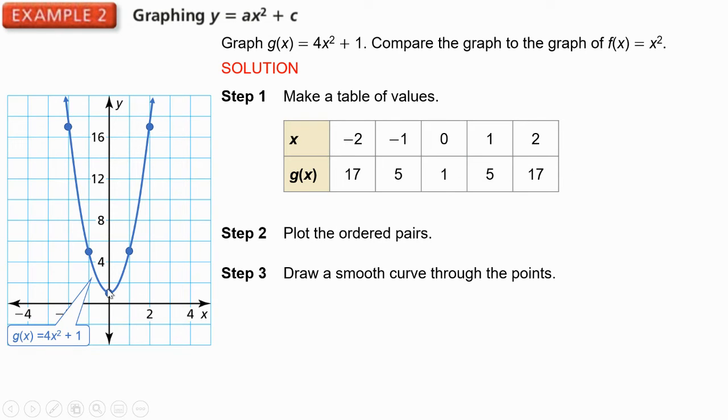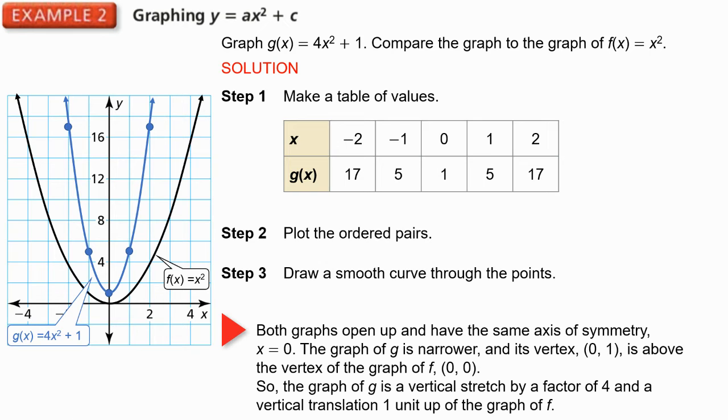We continue this process of evaluating functions to get our various values. Then we plot them on the graph, smooth out the points, and we notice that the vertex shifted up 1 unit. Also, the 4 tells us from the prior lesson that this is a vertical stretch by a factor of 4. That means that this gets narrower compared to the parent function, and it's a factor of 4, so it gets 4 times narrower.